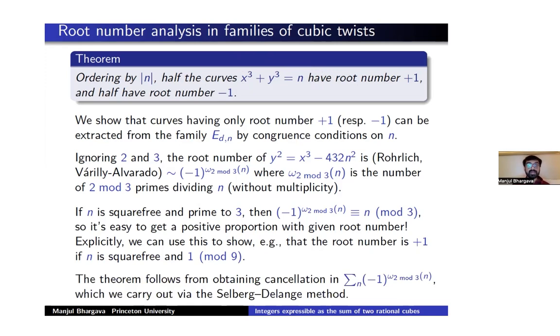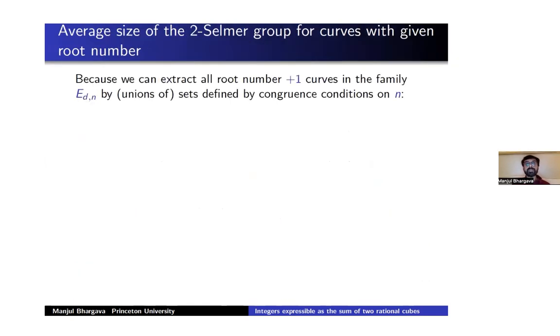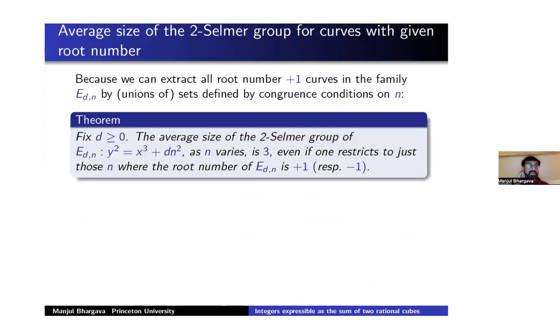And that, in conjunction with the fact that the average size of the two Selmer group is 3, allows us to really make a number of conclusions. So since we can extract all root number plus one curves by congruence conditions, what that implies is that the average size of the two Selmer group in a family of cubic twists is 3, even if one restricts to just those n where the root number is plus 1. So if you just go to any cubic twist family and you restrict to just those root number plus 1 curves, the average size of the two Selmer group is 3, even when you fix the root number. And that's kind of neat.